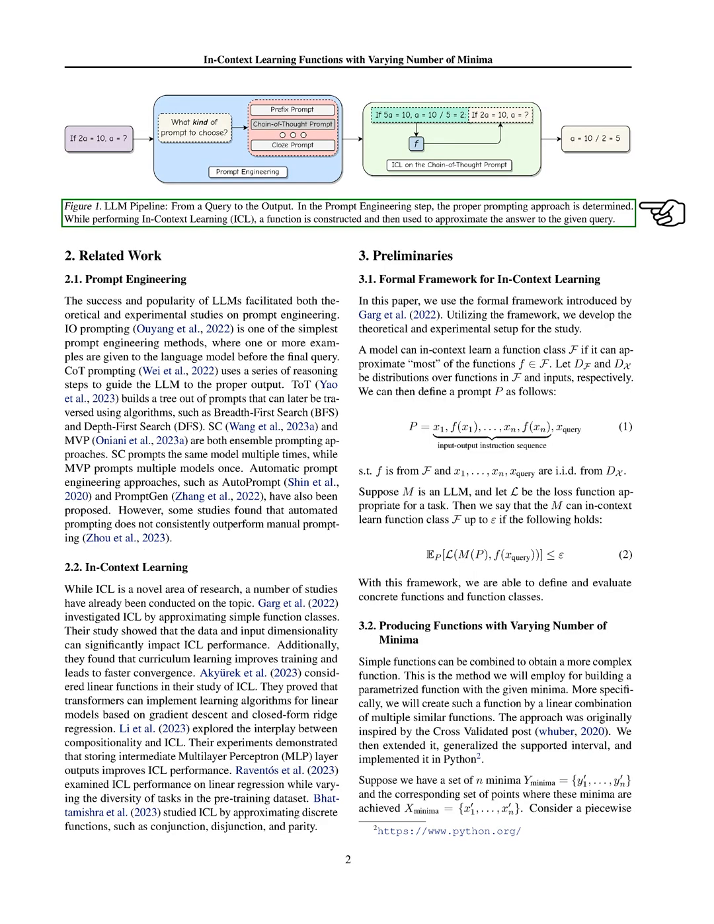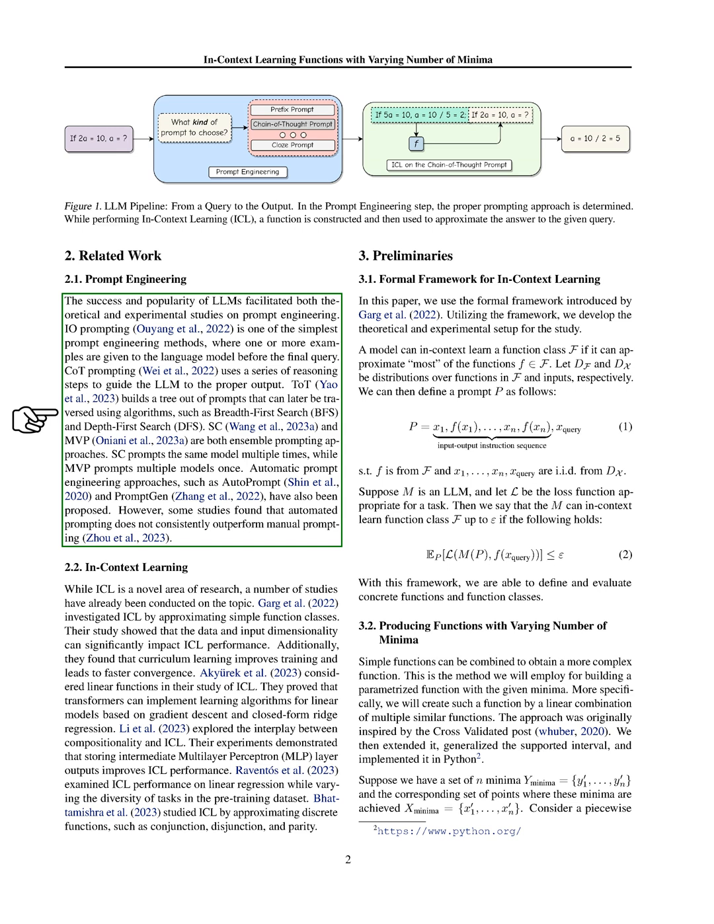The success of LLMs has led to both theoretical and experimental studies on prompt engineering. I/O prompting is a simple method where one or more examples are given to the language model before the final query. COT prompting uses a series of reasoning steps to guide the LLM to the correct output.